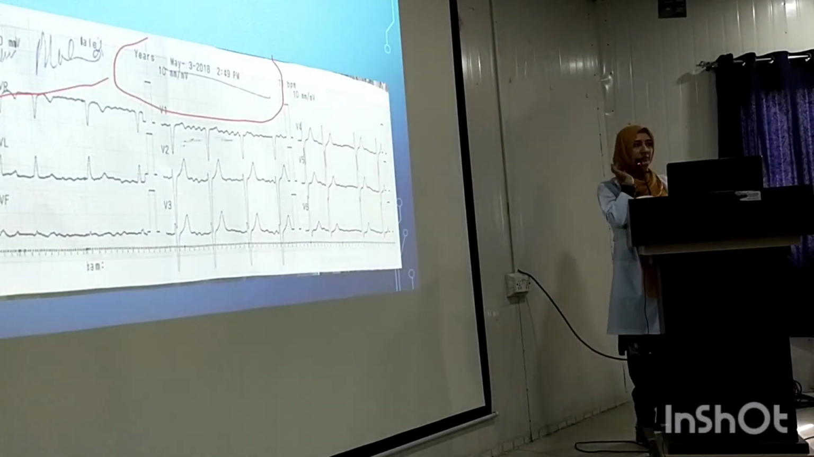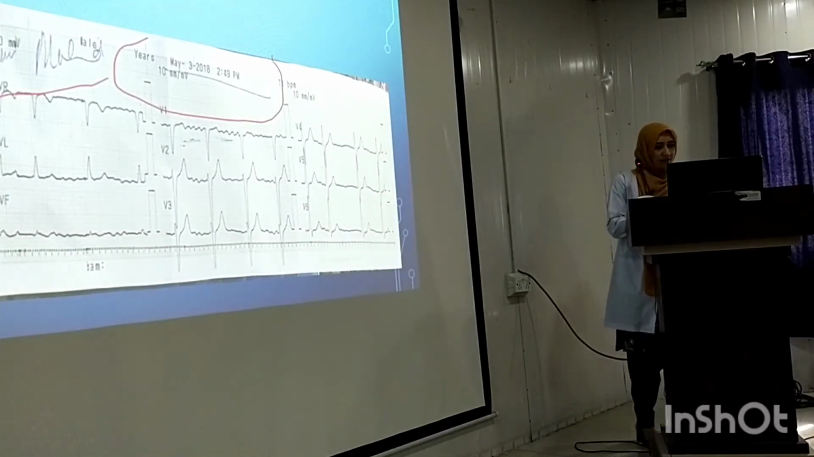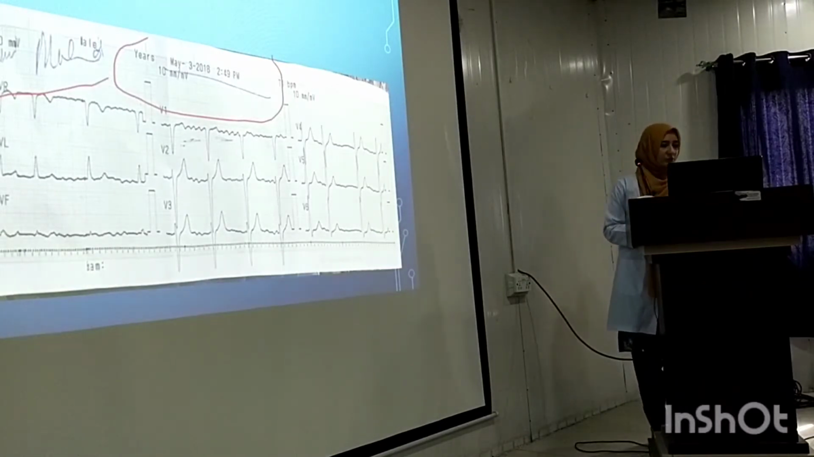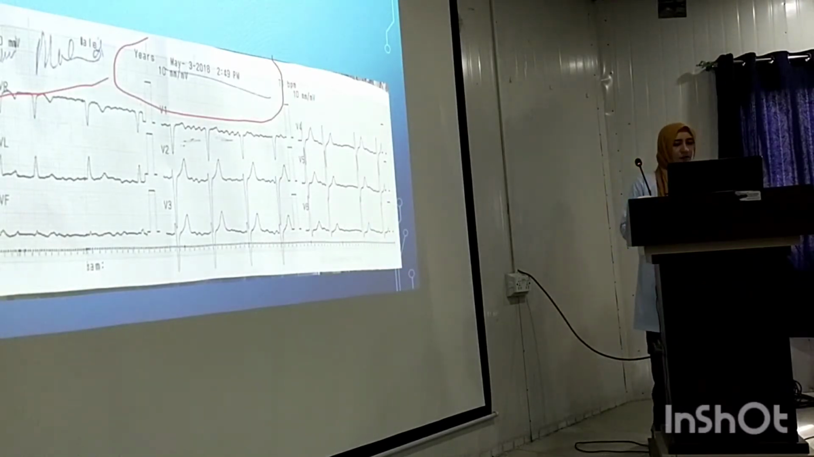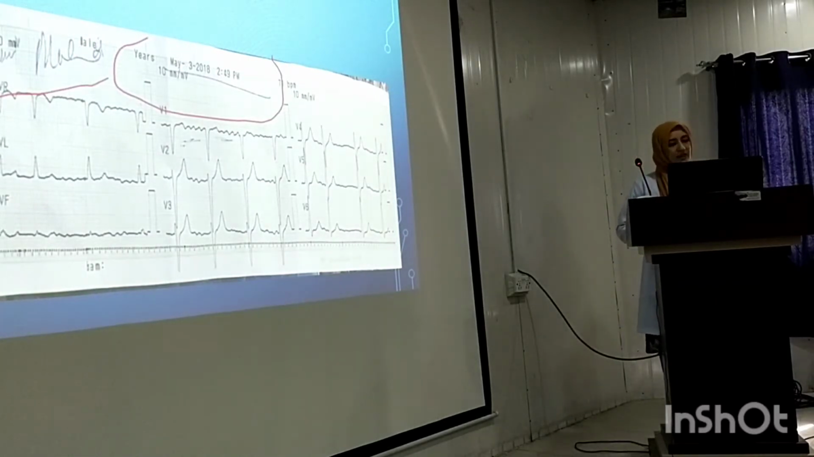Don't get overwhelmed by looking at this ECG. Just focus on the circled areas, the red areas which I have circled. If you are able to appreciate the name of the patient, Ghulam Muhammad. Unfortunately, the age is not mentioned in this ECG. The time and date you can appreciate at which the ECG was taken. This ECG was taken on May 3rd, 2018 at 2:49 p.m.